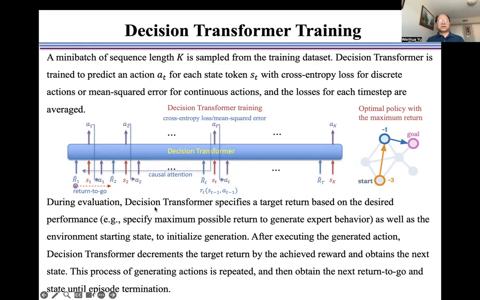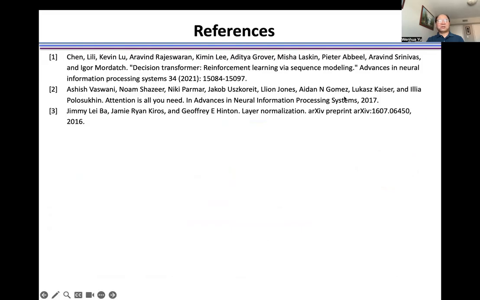During evaluation, decision transformer specifies a target return based on the desired performance as well as the environment starting state to initialize generation. After executing the generated action, decision transformer decrements the target return by the achieved reward and obtains the next state. This process of generating actions is repeated, obtaining the next return to go and state, until episode termination. For more details, please check these references.